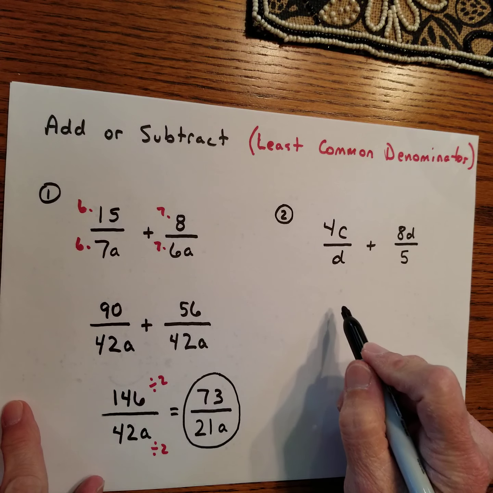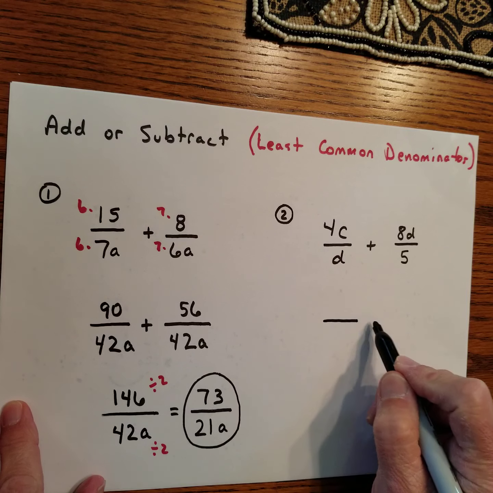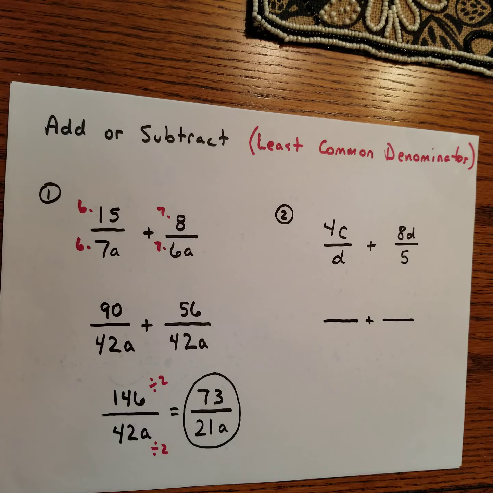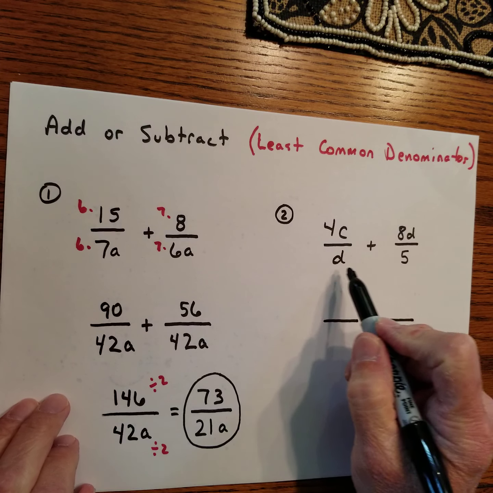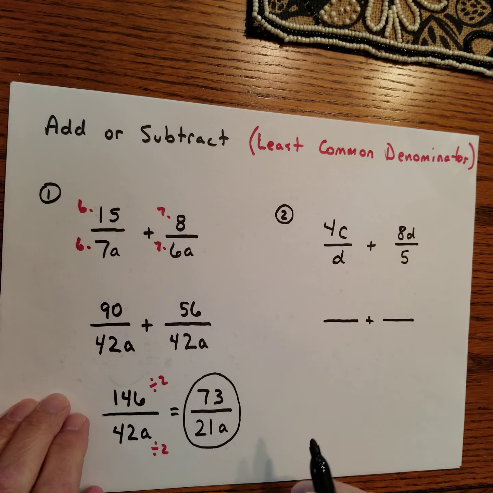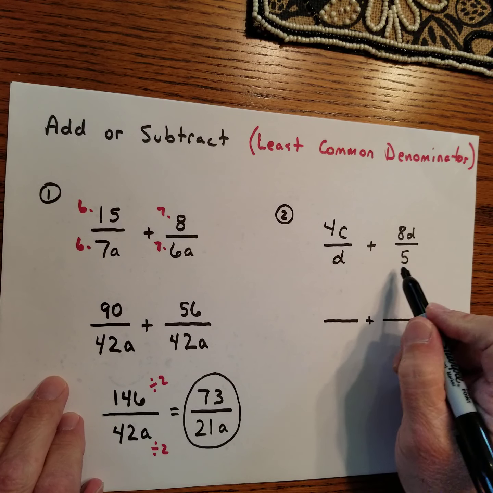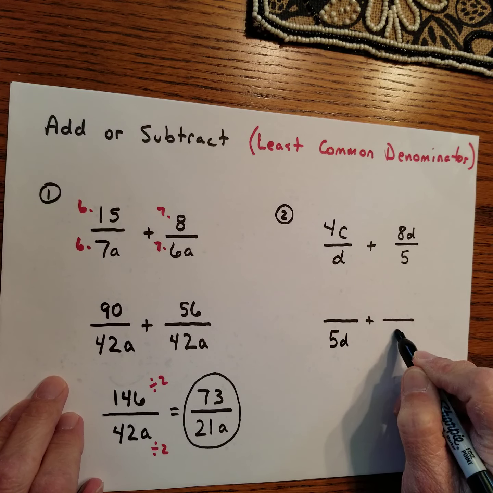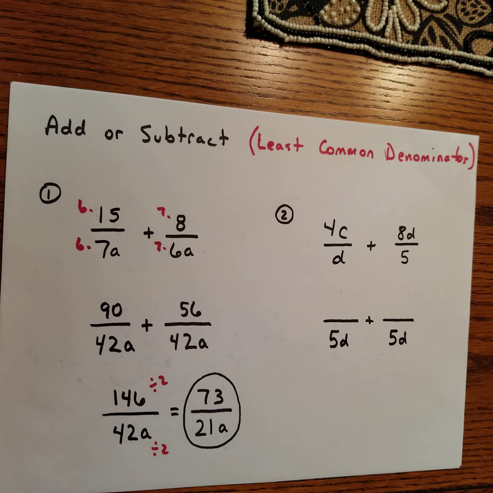Let's try number 2. I need a common denominator. Well, when I get a common denominator, I first check to see if one of them divides into the other. Well, neither d nor 5 can divide into the other. So I can get a common denominator by multiplying them together. 5 times d makes a good common denominator.